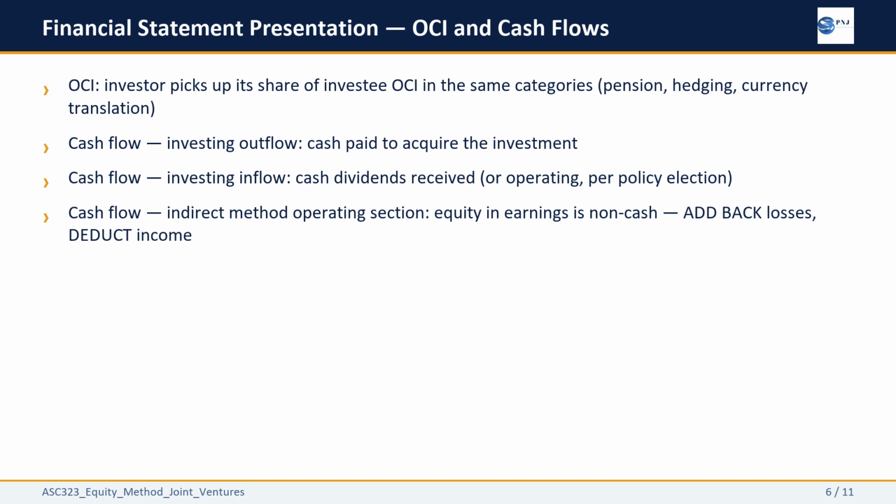Here is the tricky one for the indirect method. Equity in earnings is a non-cash item on the income statement. Under the indirect method, you start with net income and adjust for non-cash items. So you deduct your equity in earnings and add back equity in losses. The cash effect appears separately in the investing section as the dividend received.